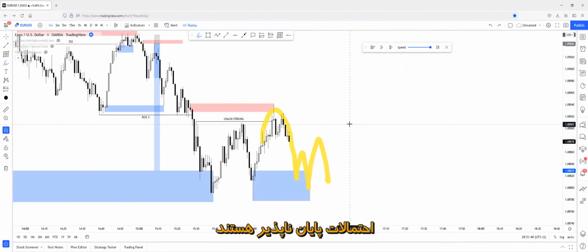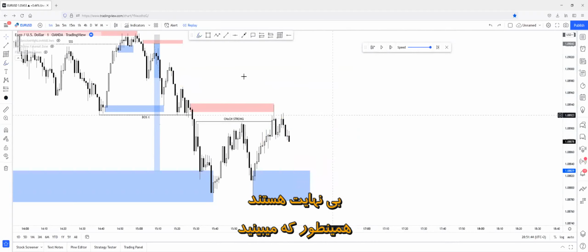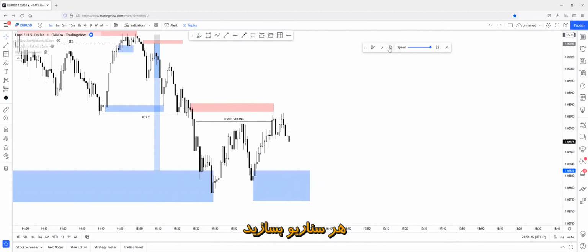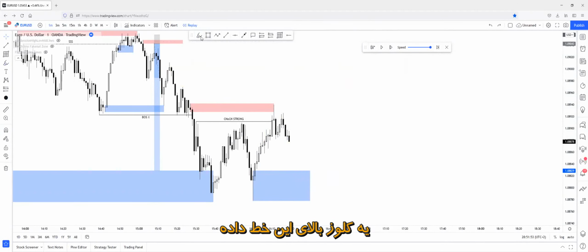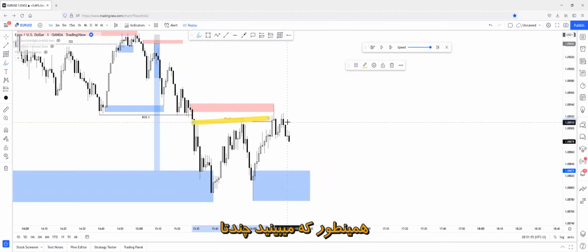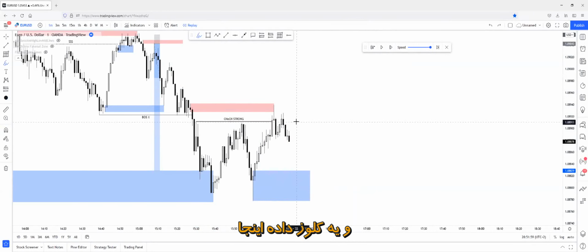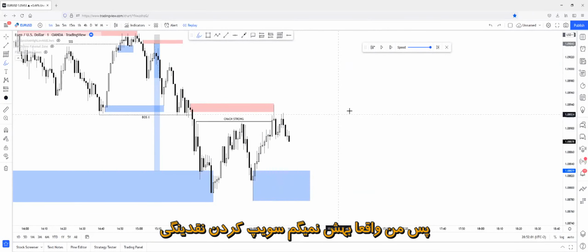So as you can see, the possibilities are endless. It's infinity, as you can see. And that's why you have to build a plan for every single scenario. But right now, that's not a liquidity sweep because it closed above this line with body closure, as you can see. Several body closures. There was a body closure and there was a body closure. So I wouldn't really call it a liquidity sweep.